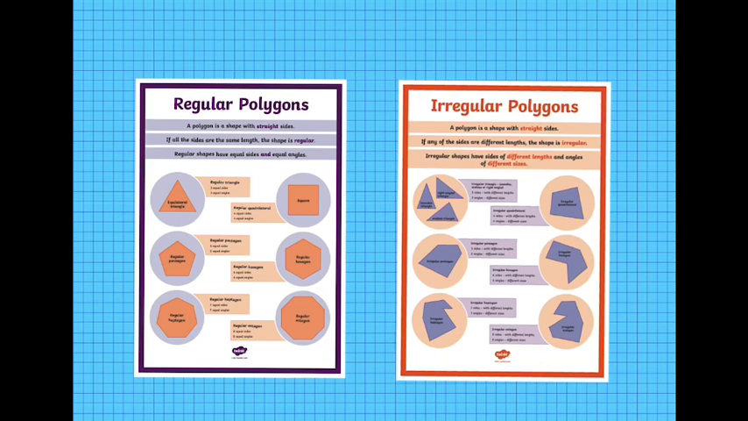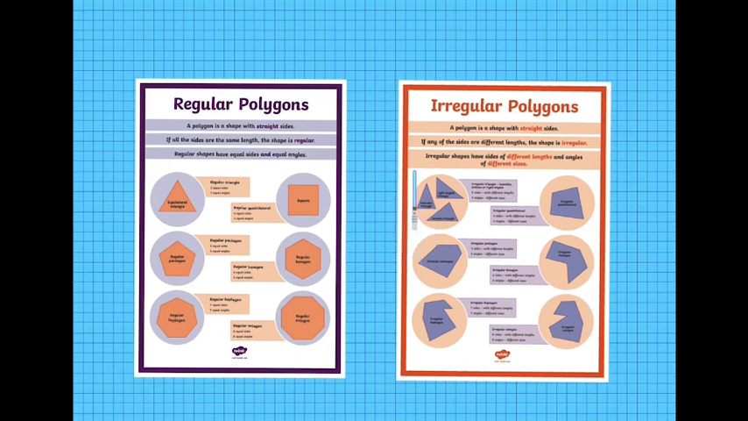If we have a look at these shapes here, we can see on this side we have the regular polygons and then the irregular polygons. If we look over here, we can see equilateral triangles have 3 equal sides and 3 equal angles. Squares have 4 equal sides. This is a regular pentagon, which has 5 equal sides and 5 equal angles. A regular hexagon, 6 sides and 6 equal angles. Then we have a heptagon and an octagon.